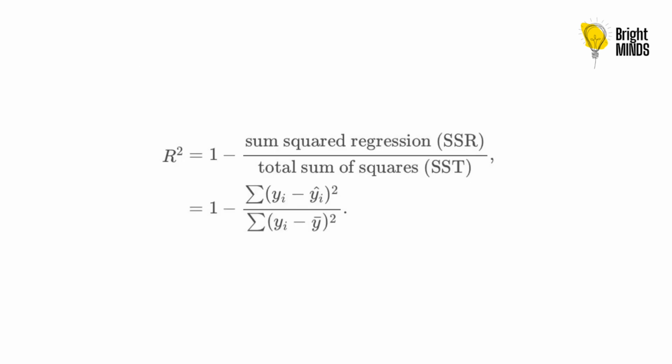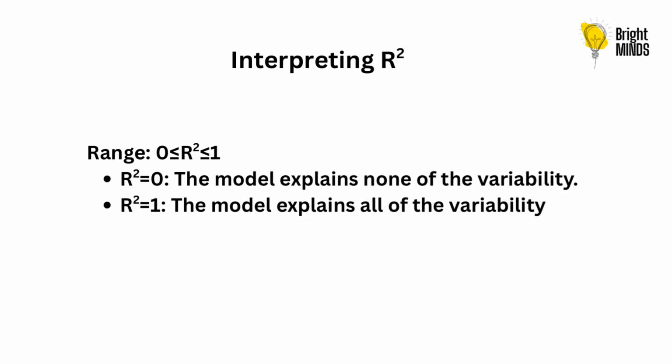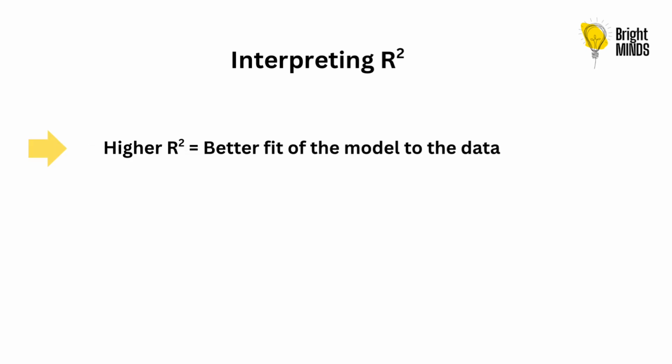R-square can be calculated using the given formula, where the sum squared regression is the sum of the residuals squared, and the total sum of squares is the sum of the distance the data is away from the mean all squared. It will take values between 0 and 1. When R-square equals 0, it means the model explains none of the variability. When R-square equals 1, it means the model explains all of the variability. A higher R-square generally means a better fit of the model to the data.